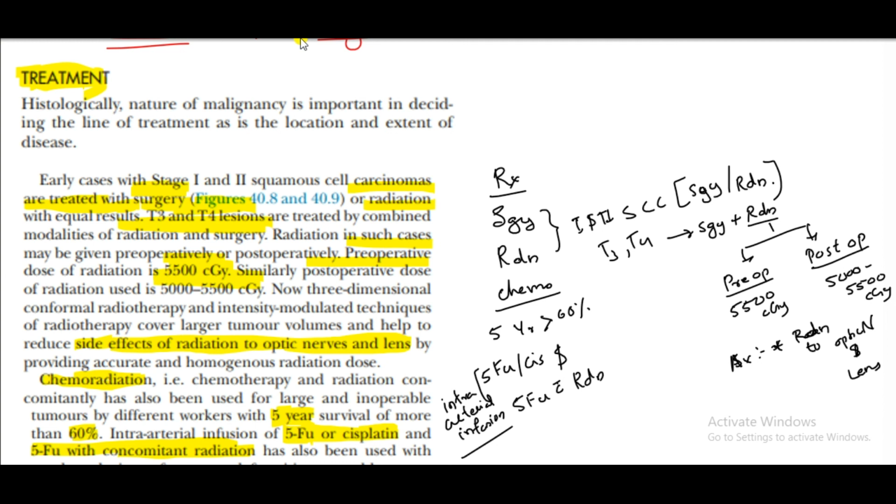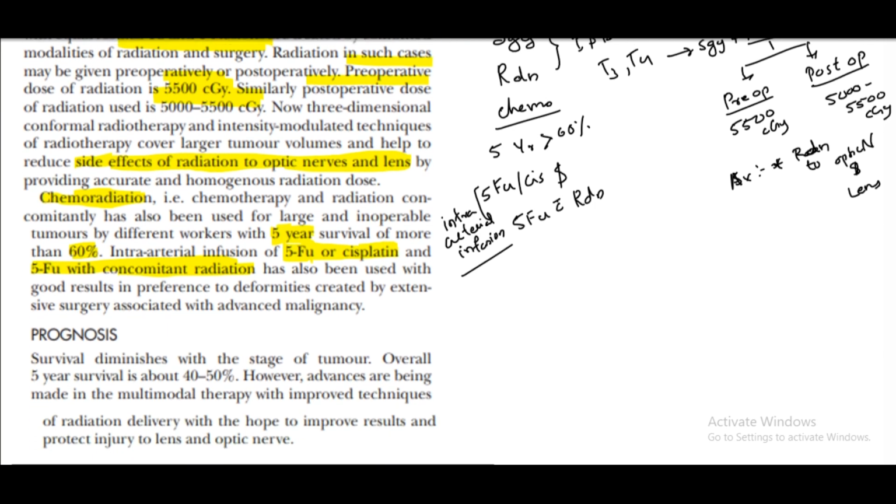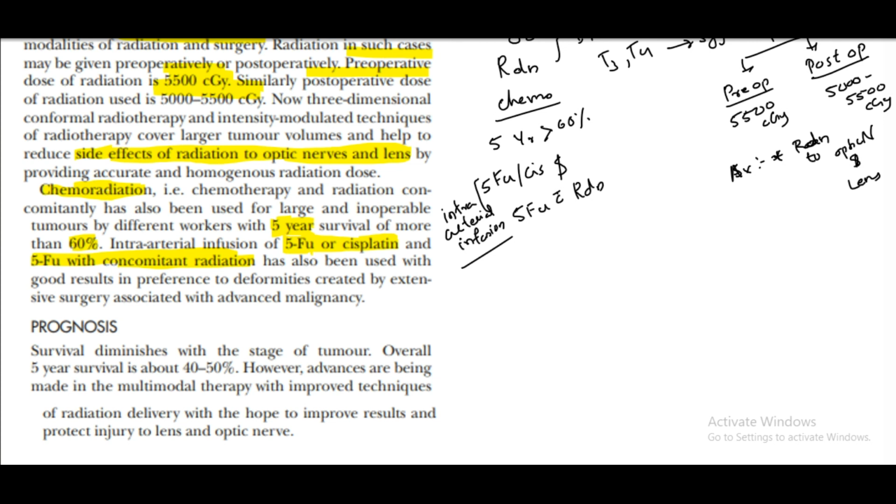It has also given good results in preference to the deformities created by extensive surgery associated with advanced malignancy. And the prognosis: the 5-year survival is about 40 to 50%. That is the point. In prognosis, survival diminishes with the stage of the tumor. Overall, the 5-year survival is about 40 to 50%. However, advances are being made in multimodal therapy with improved techniques of radiation delivery, with the hope of improving results and protecting the lens and optic nerve from injury.